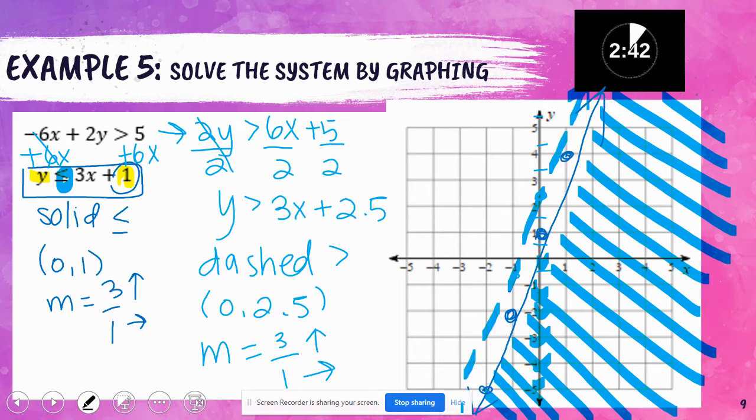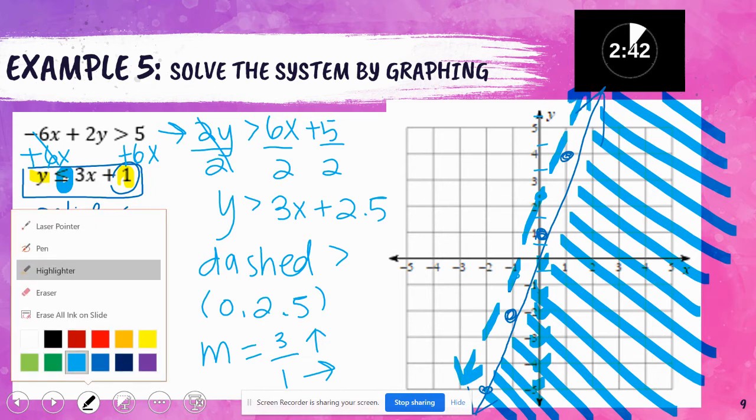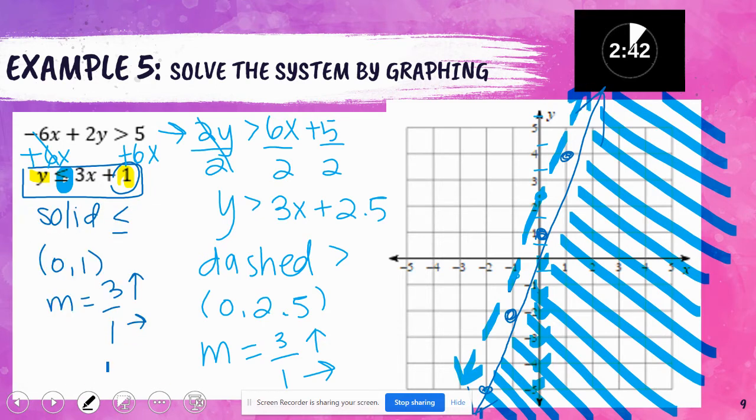It probably looks something like this. I should go over this solid line with this darker color.